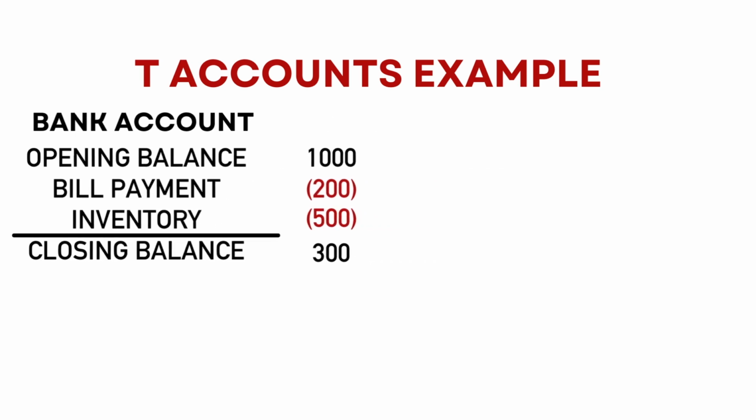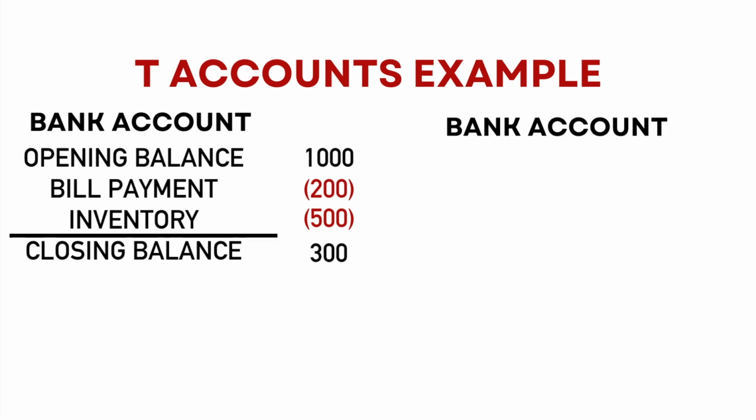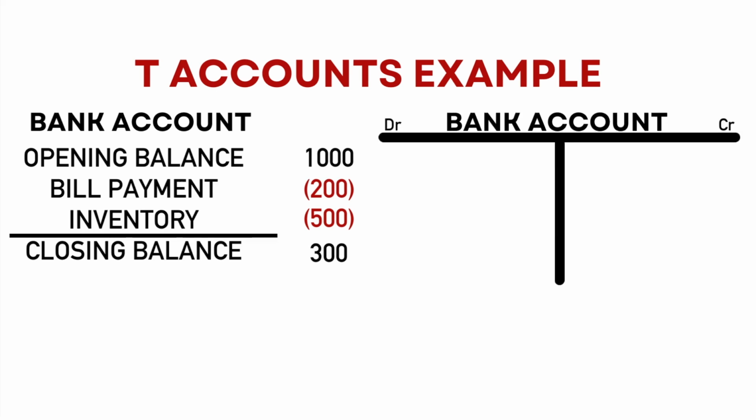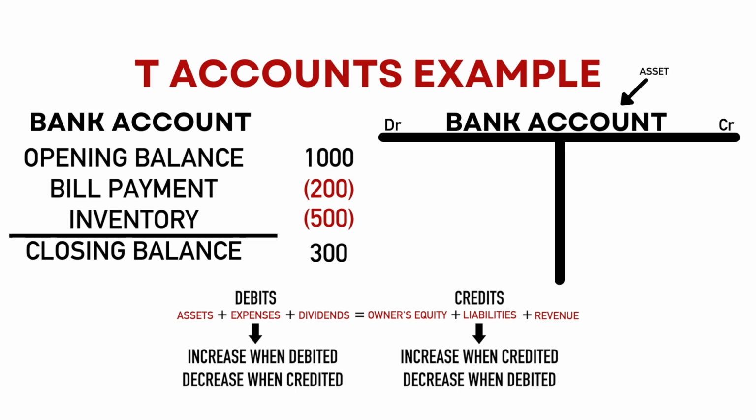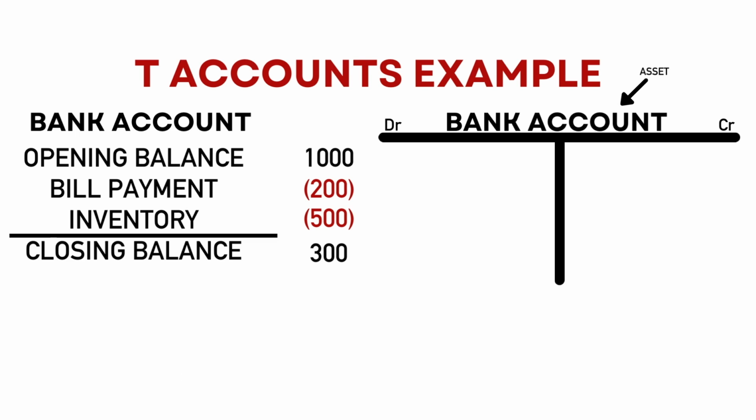When making a T account, the right side is the debit and the left side is the credit. The name of the account goes in between the two. A bank account is considered an asset. That's a debit account. In order to increase a debit account, you would debit the amount, and to decrease the account, you would credit the amount. If the account is a credit account, the opposite is true.